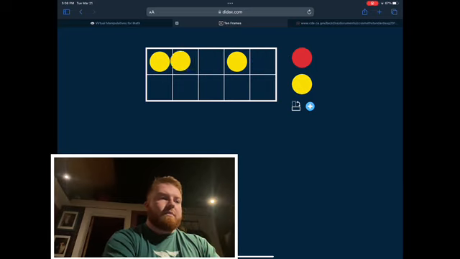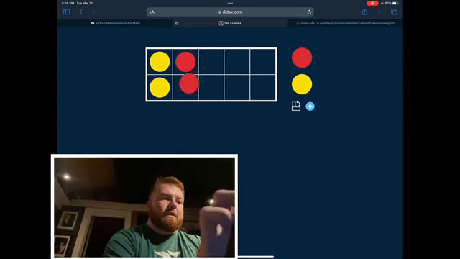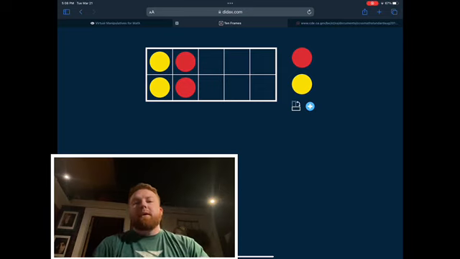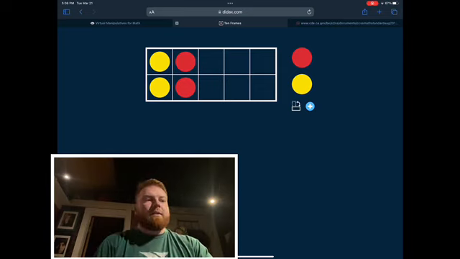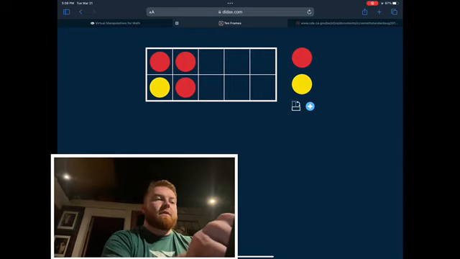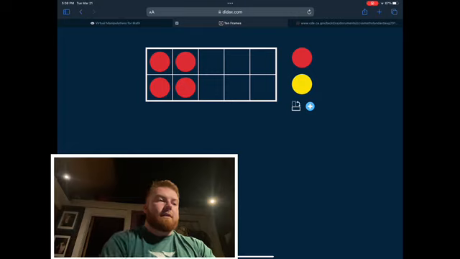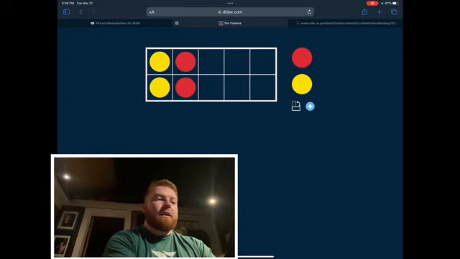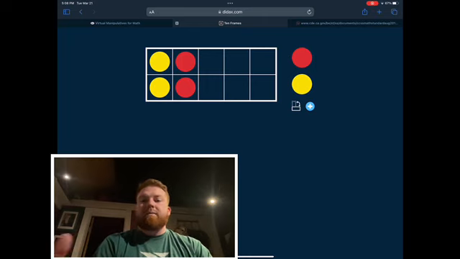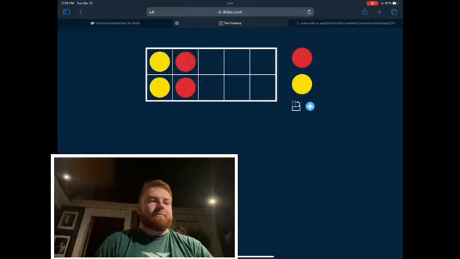And we could also group them differently. So we could group them like this. And we could see that we have 2 yellow and we have 2 red. And we know what 2 plus 2 is. It equals 4. So instead of having all red dots here, counting 1, 2, 3, 4, we can use 2 yellow and 2 red to represent 2 plus 2. So that wraps it up.